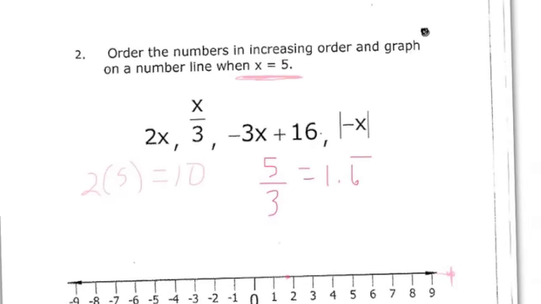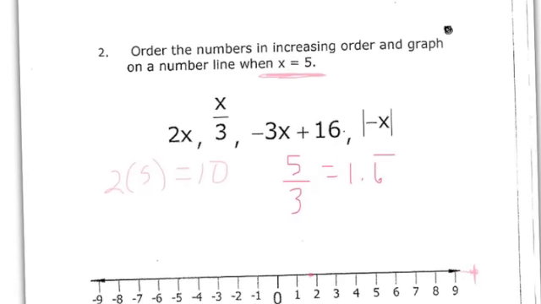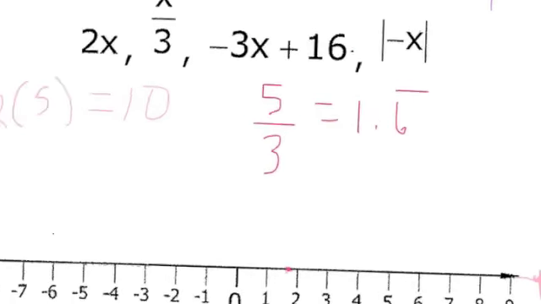So this time, what do we want to use? Let's use purple. So we've got minus 3x plus 16. So you're going to go minus 3 times 5 plus 16. And minus 3 times 5 is minus 15, plus 16 will give you 1. So we're going to zoom in and put our 1 on our graph.